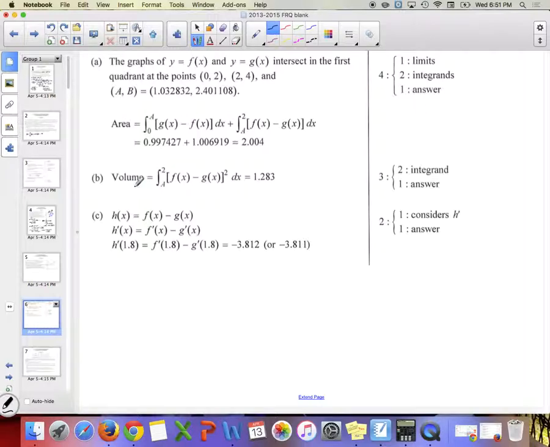For part B, you get 1 point for your integrand, which is f of x minus g of x, squared. You get 1 point for the answer. You get, for part C, 1 point for considering that h prime is f prime of x minus g prime of x, I guess. And then 1 point for your answer.